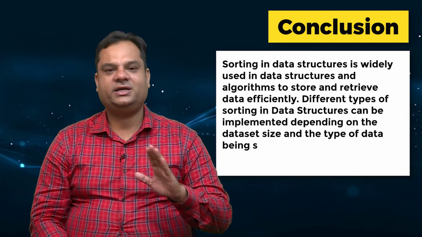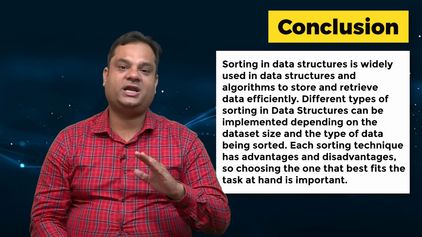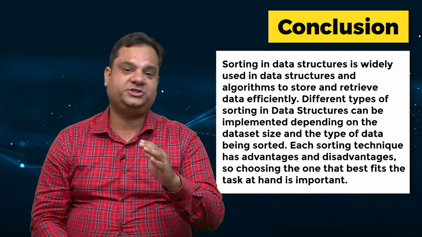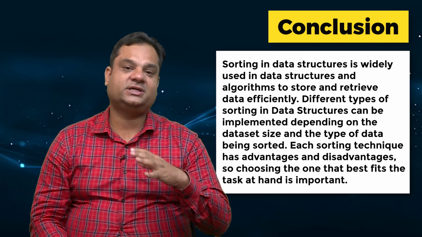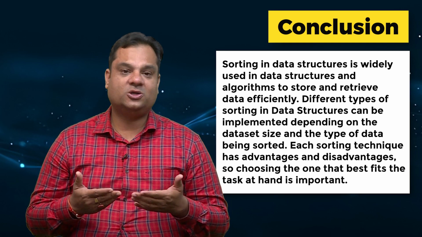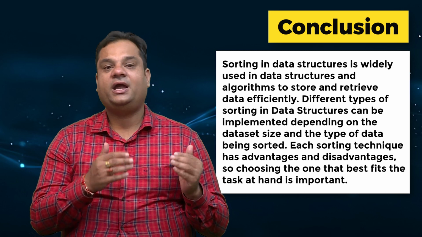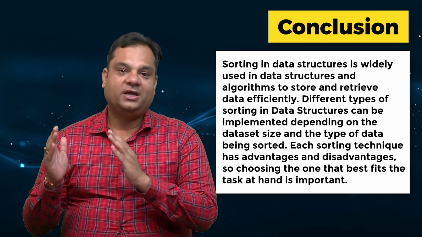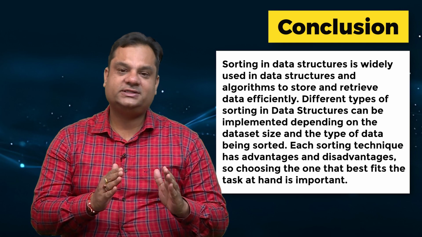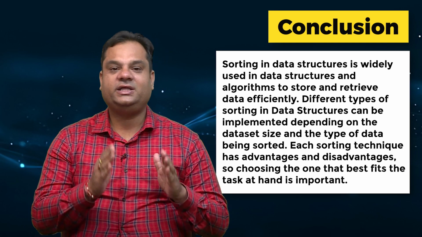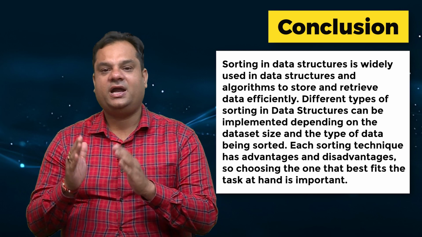So finally, the conclusion of today's tutorial. In conclusion, sorting in data structure is widely used in data structures and algorithms to store and retrieve data efficiently. Different types of sorting in data structure can be implemented depending on the data set size and the type of data being stored. Each sorting technique has advantages and disadvantages, so choosing the one that best fits the task at hand is important. I hope you can understand all the kinds of sorting techniques. Today we understood the last sorting technique, that is the Radix sort, and also we understood all the concepts and the applications of the sorting techniques.